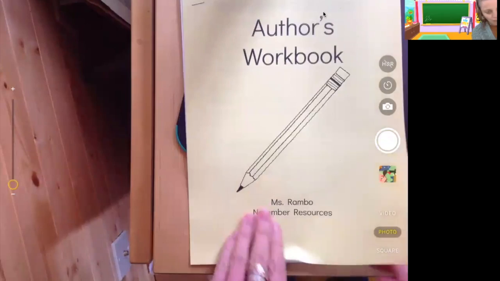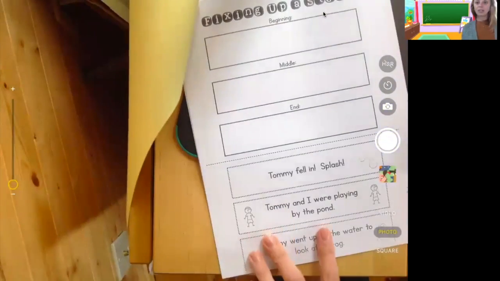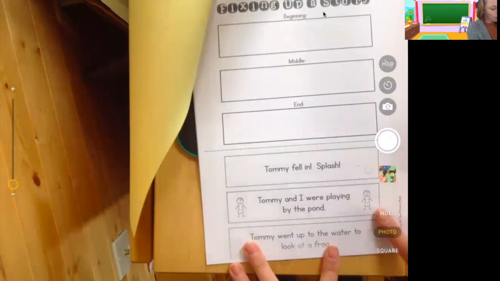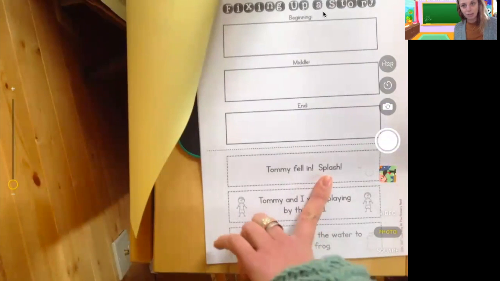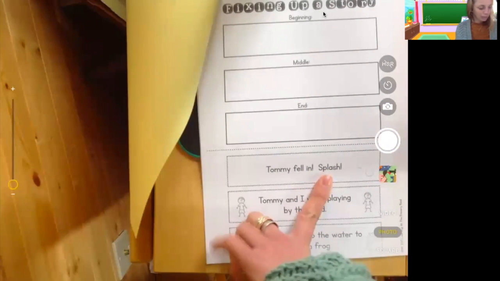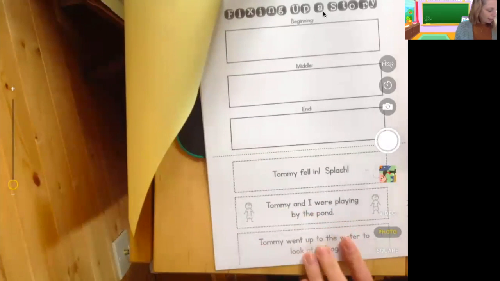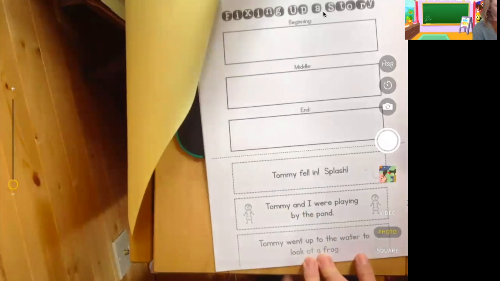On the first page, I have fixing up a story. So just practicing putting events in order. So here it says Tommy fell in, splash. We have no idea what's going on there, right? Tommy, who's Tommy? And then it says Tommy and I were playing by the pond. And then it says Tommy went up to the water to look at a frog. Okay, those are way out of order. So we're gonna put those in order.